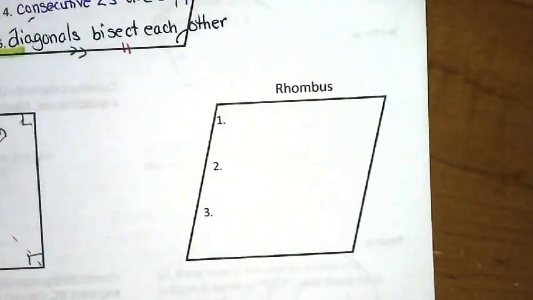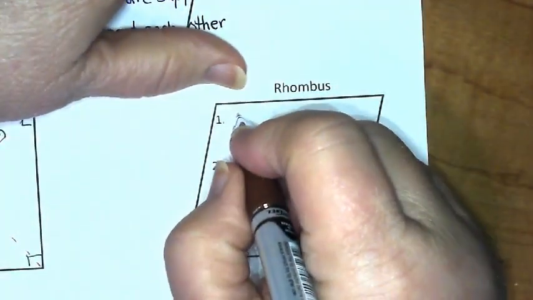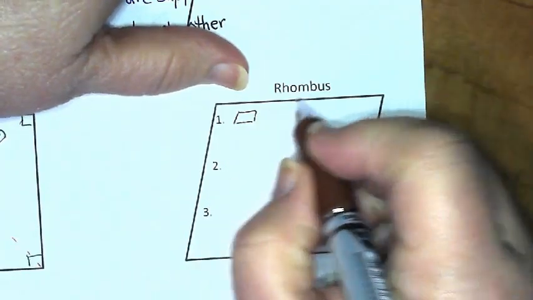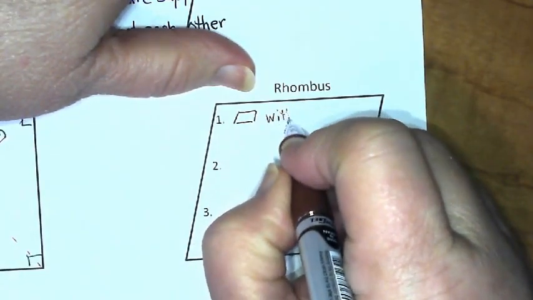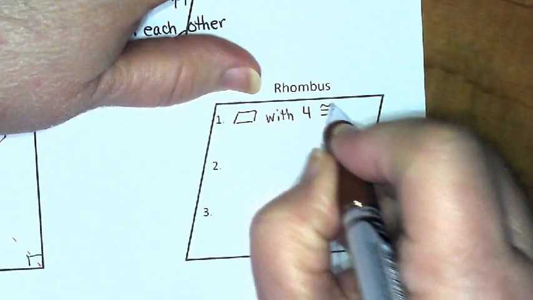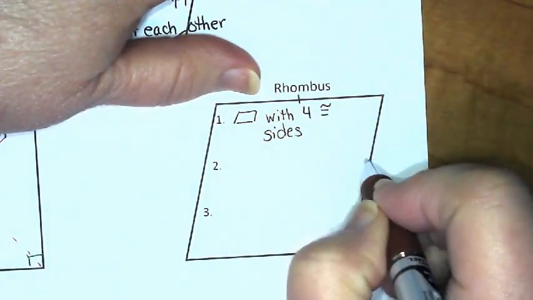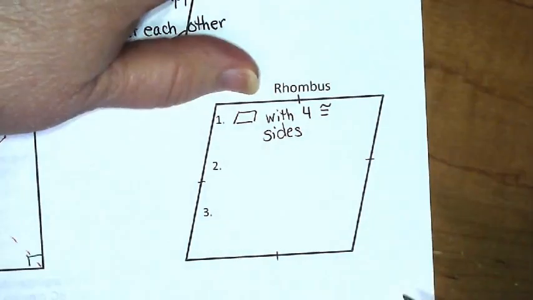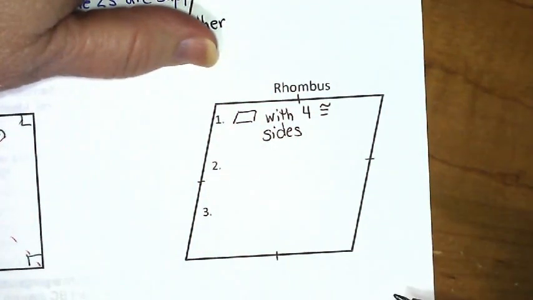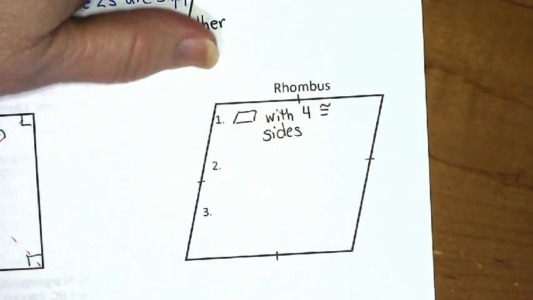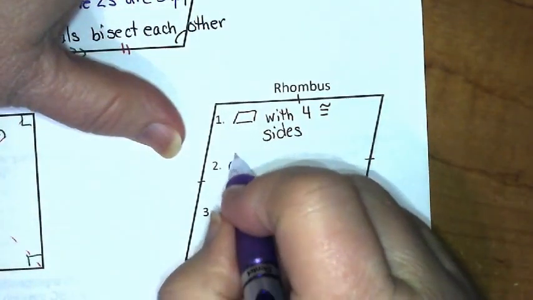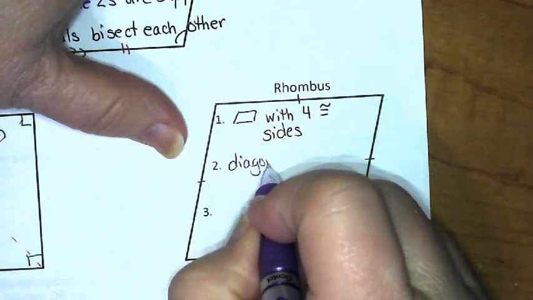Then we move to a rhombus. A rhombus, we already mentioned, is part of the parallelogram family. It's a parallelogram with 4 congruent sides. So all the sides are equal in a rhombus. So it's a parallelogram, all the sides are equal. A couple of things that are special about a rhombus: the diagonals are perpendicular to each other.